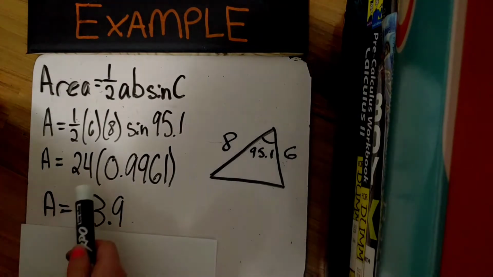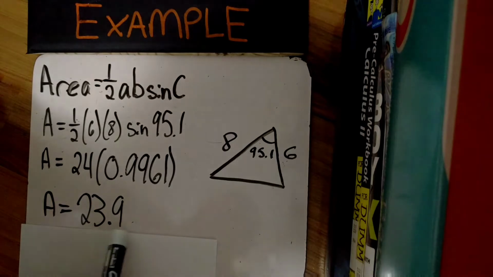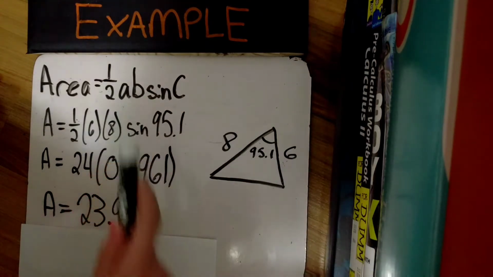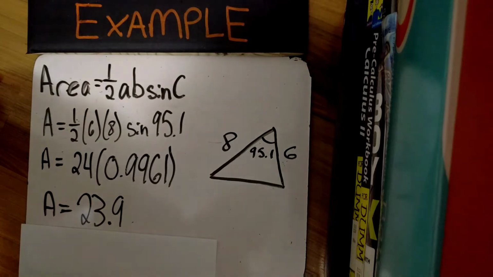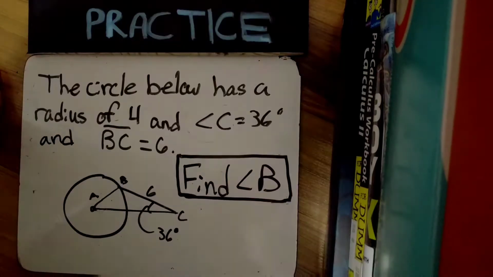From there, solving 24 times 0.9961, you will get the area equals 23.9. So this triangle's area right here, using the area formula, is 23.9, well, whatever units you have squared. Right here we don't have units, so we'll just say units squared.